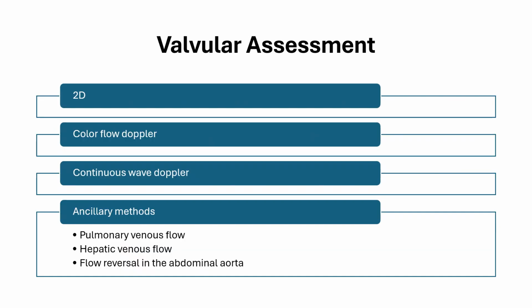Next, let's talk about the basics of valvular assessment. It starts with 2D, color flow Doppler, continuous wave Doppler, and supported by ancillary methods, such as pulmonary venous blood flow, hepatic venous blood flow, and flow reversal in the abdominal aorta.